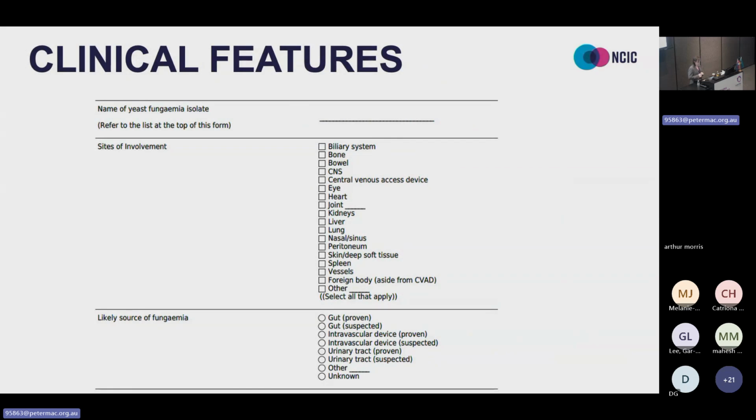Clinical features. So this is just the name of the isolate, because of course if you had a Candida, you might have also had a Saccharomyces, and it may be that there's a different thought to be organ manifestation or site of involvement. So you can select the sites that may be involved, and with the lead site investigator, just to the best of your ability, what the likely source of fungemia is, but certainly you can select unknown or other if you need a way out.